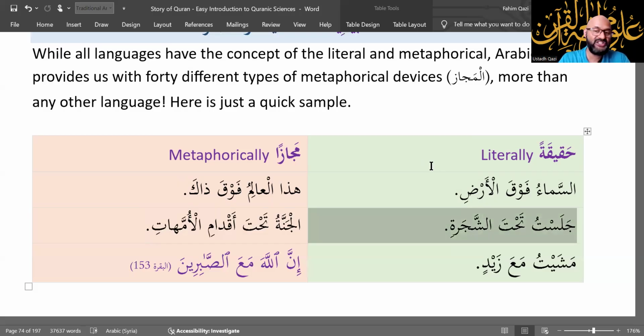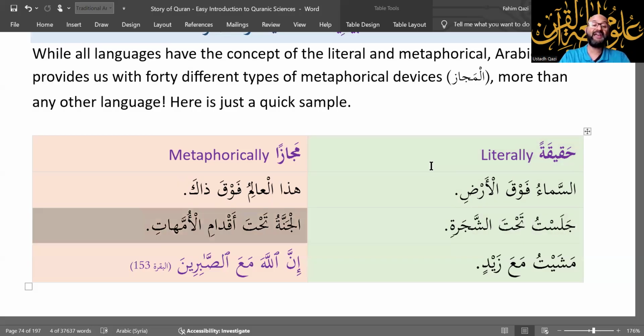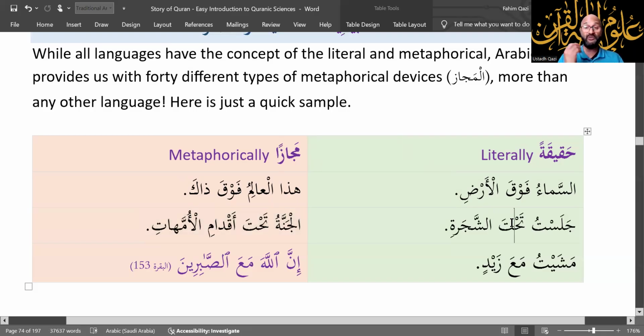So, جلست تحت الشجرة حقيقة, it's true literally. الجنة تحت أقدام الأمهات, that's metaphorically true. The focus word, the word that we are focusing on is the container of place.